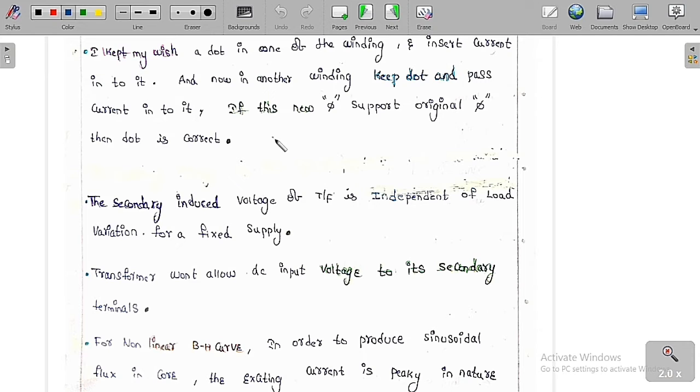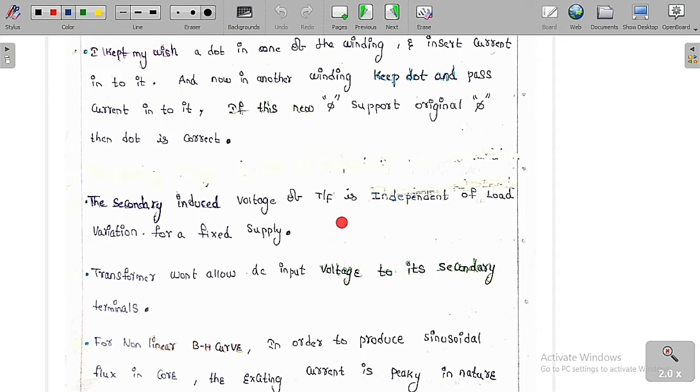I am repeating it again, listen carefully. Suppose I am going to take one coil and I am going to mark a dot at any one end of the terminal, and I will pass that current into the dot, and with the help of right hand thumb rule I will curl my fingers in the direction of the current, and thumb is going to show the direction of the flux. Now if I take another new coil, and I will randomly keep a dot, and if I pass the current into the dot with the help of right hand thumb rule, I will curl my fingers and I will find the direction of the flux. If this flux is supporting the original flux, if it is in the same direction of the original flux, it is said to be correct way of marking the dots on the coils.